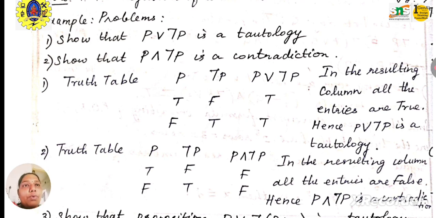Now we are going to find the same statement for p and negation p, and that statement leads us to a contradiction. So p and negation p: true, false gives false. If any one of the values is false, it leads us to false in the statement. So true and false means false, false and true also means false. Hence the given statement p and negation p leads us to a contradiction.